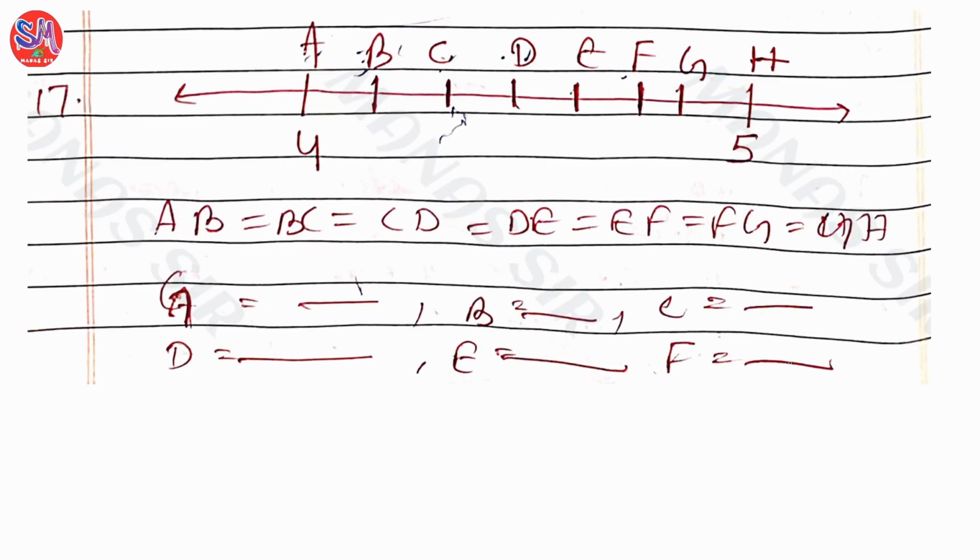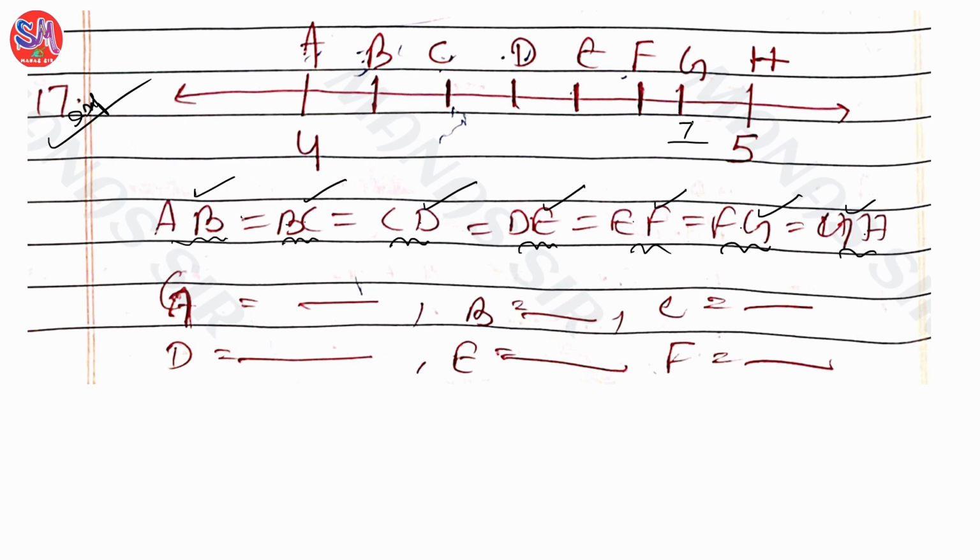Okay. Next question. This is a very important question. So how to solve this question? Now first of all, see here, AB is equal to BC equal to CD equal to DE, EF, FG and GH. Now how many parts? 1, 2, 3, 4, 5, 6, 7 parts. Okay. Now the question is, find the rational number of G. Where is G? G is the 7th point, that is 7 by how much? 1, 2, 3, 4, 5, 6.